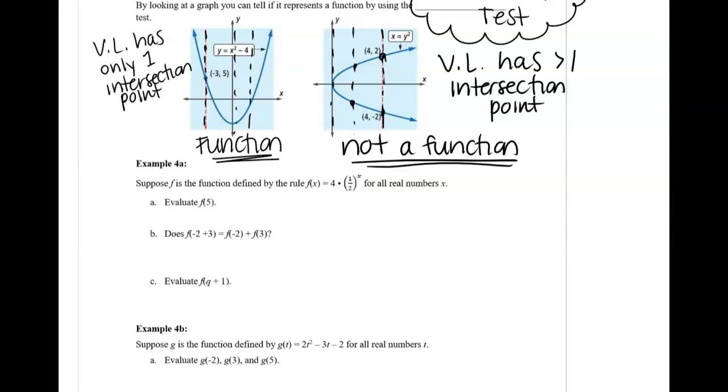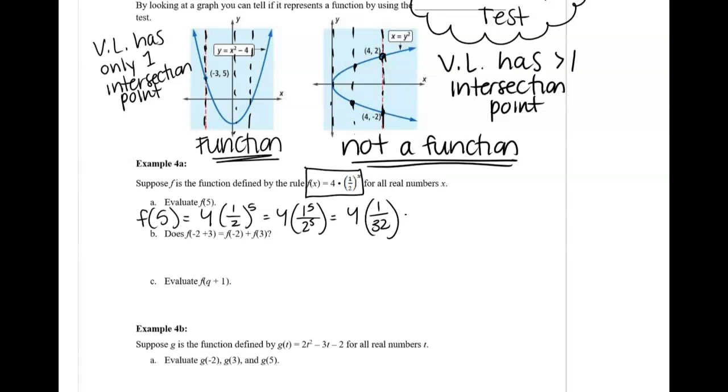Suppose f is defined by this rule, f of x equals 4 times 1/2 to the x. Let's evaluate f of 5. So f of 5 will be 4 times 1/2 to the power of 5. This is the same as 4 times 1 to the 5th over 2 to the 5th, which is 4 times 1 over 32, which is 4 over 32, which simplifies to 1/8.